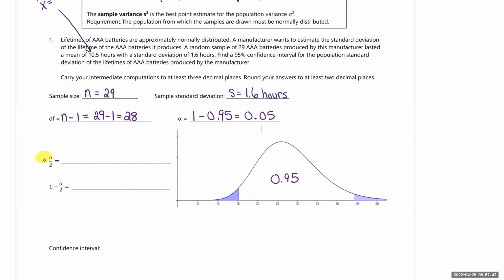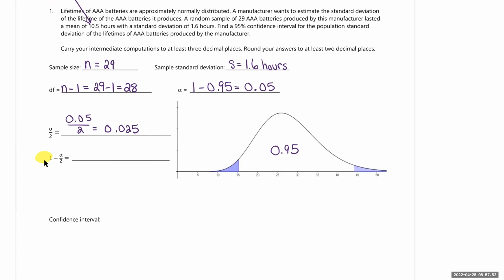And then if we want each side separately, we take our alpha and cut that in half, divide by 2. And that tells us the area in each tail. And this picture is kind of small, so you can just point to these areas if you would like. So alpha over 2, 0.025. This is alpha over 2, 0.025.